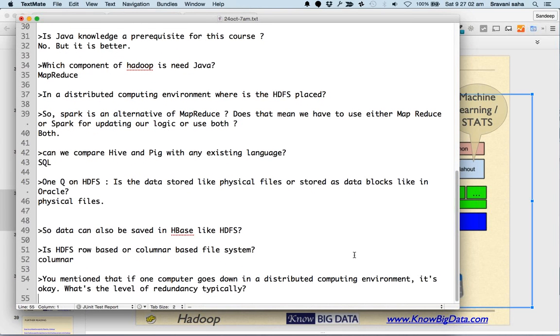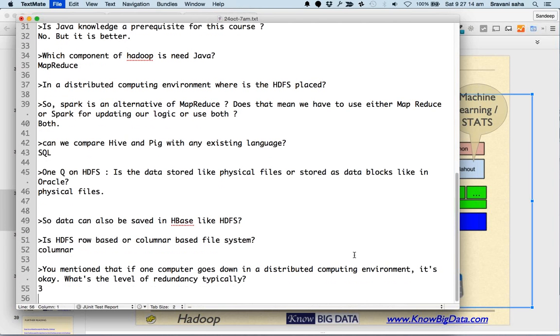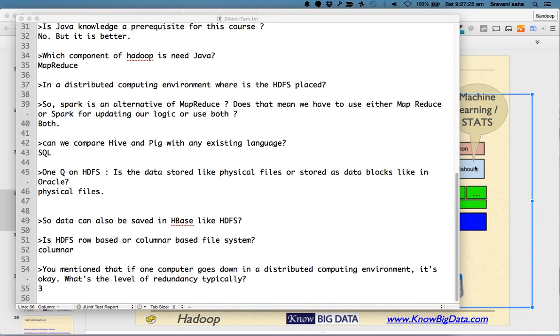There's a good question from Peter. You mentioned that if one computer goes down in a distributed computing environment, it is okay. What is the level of redundancy typically? The level of redundancy is generally considered as 3. Three meaning even if 2 computers are lost, the system still works fine.